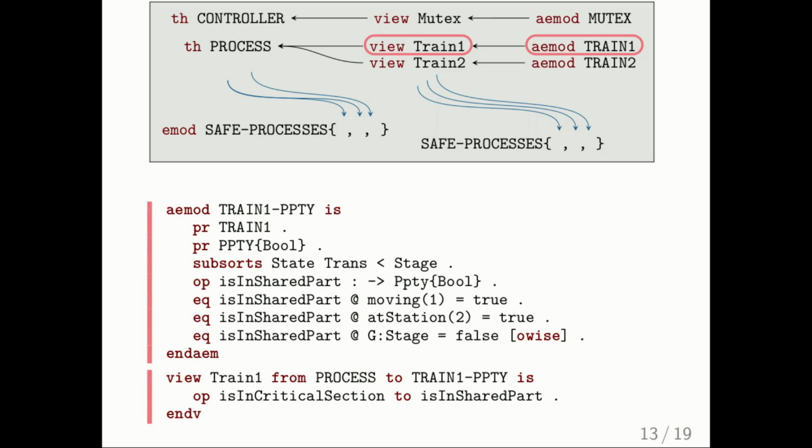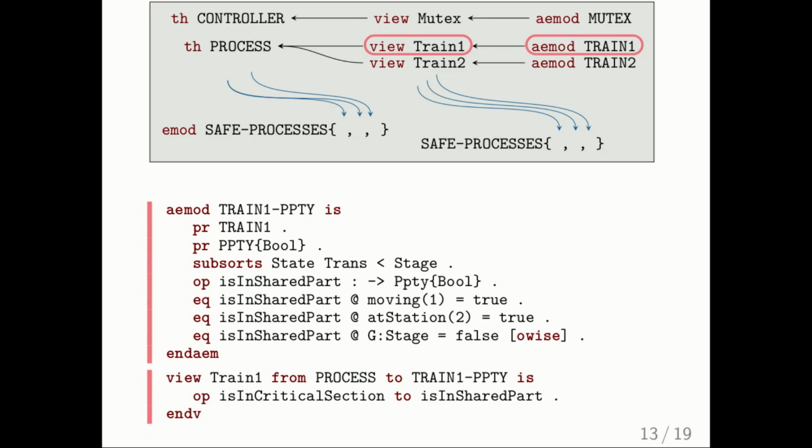If we want the module train 1 to really be an instance of the theory process, it has to define the required Boolean property. We do so by extending the module train 1. In this way, we keep separated the specification of the internal workings of the system from the definition of its properties. We declare and define the property isInsertPart. Its value is defined to be true at the transition moving 1, representing the train moving from station 1 to station 2, and at the state at station 2. It is false everywhere else.